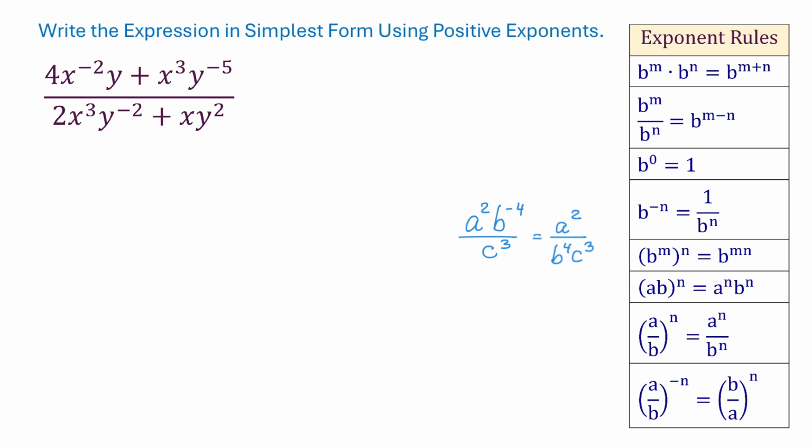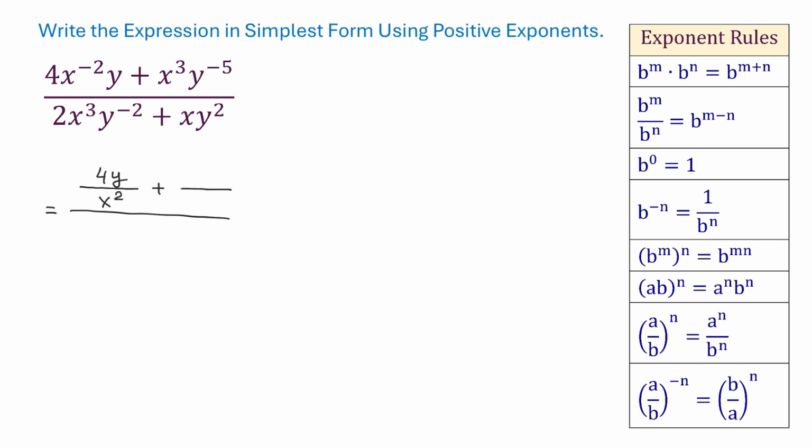to the denominator. So in the numerator, we will start the first fraction: we will write 4y, and we will move x down as x to the 2nd power. So again, in the numerator, we will write 4y, and in the denominator, x to the 2nd power, plus, and now let's form the second fraction, x cubed in the numerator and y to the 5th power in the denominator.